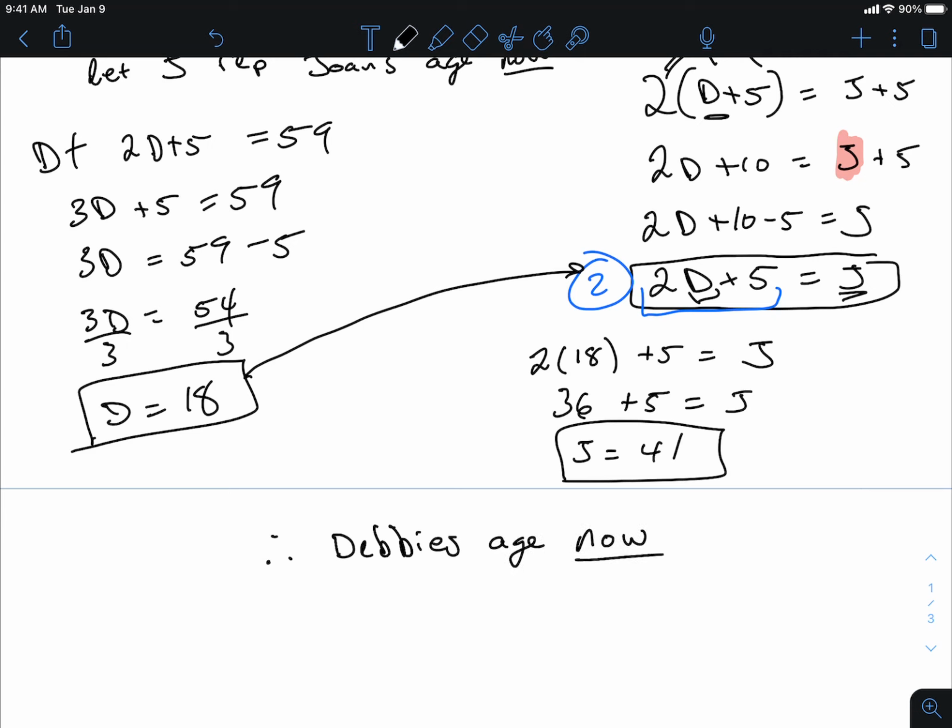Now, I guess it would be important to specify it now instead of 5 years from now, right? Because that's what your two variables you said they were. Debbie's age is 18, and Joan's age is 41. Once you have the age now, it's very easy to go, okay, 5 years from now, Debbie's going to be 23 and Joan's going to be 46. You could confirm that with the other equation, I guess. Are we good?